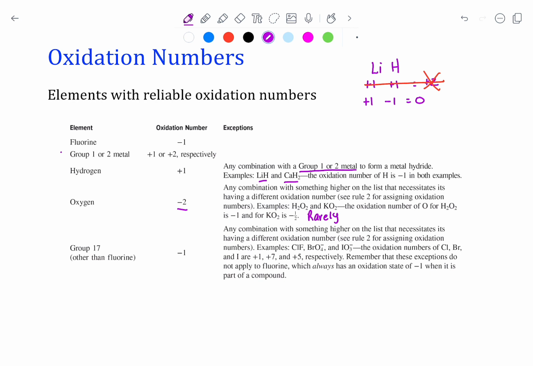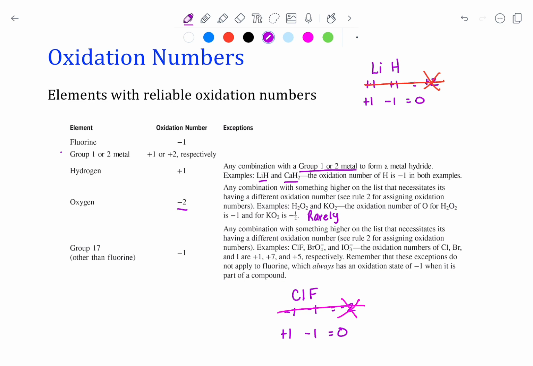So like ClF, well, fluorine is higher on the list, so it's going to take precedence of having a -1. Chlorine also can't have a -1 because that would equal -2, and ClF does not have a charge of -2. So we can't have that. What our oxidation numbers would look like is fluorine having a -1 and chlorine having a +1 to cancel out and give a neutral charge.